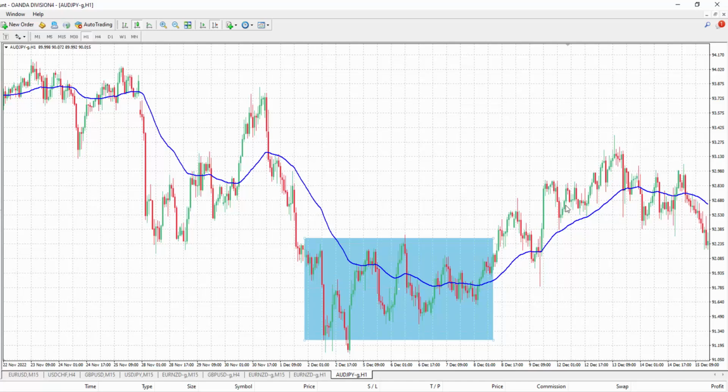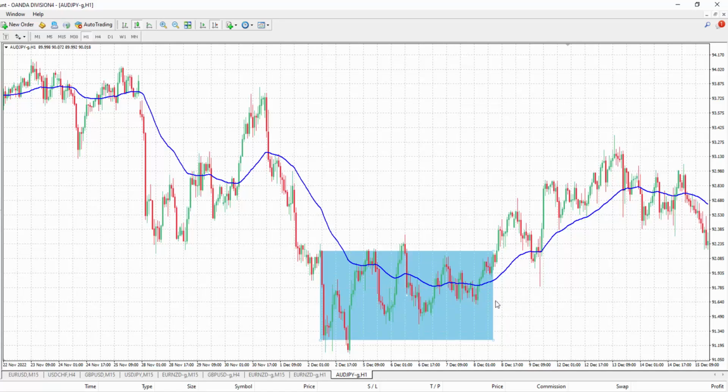So this was a trending market and everything was okay here. However, here the price was sort of in a consolidation. It was just moving up and down, up and down. And as you can see, the moving average didn't predict anything. It was just being broken all the time.